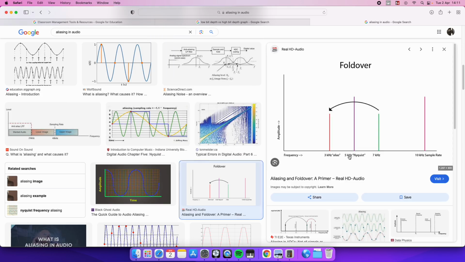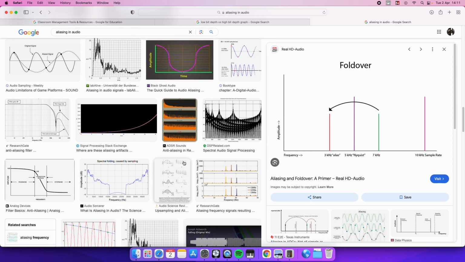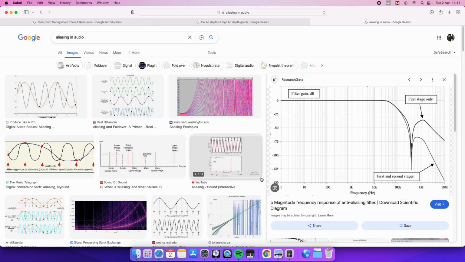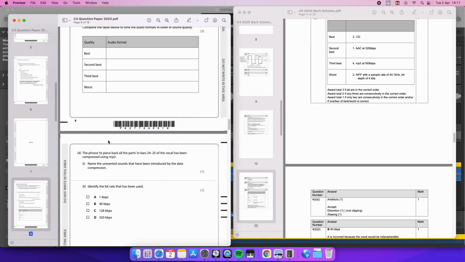There you go, fold over. Take a minute to take that in. Yeah, look at some graphs and whatnot. It's really interesting. It's science. All right, let's move on.